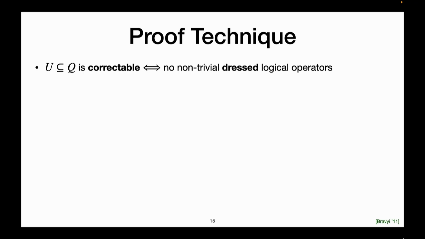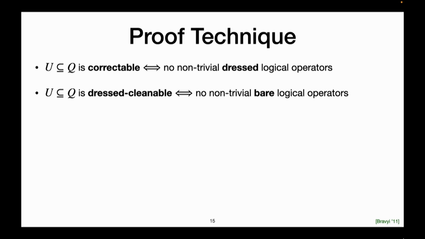We should remember that subsystem codes also have another type of logical operator, the bare logical operators that act trivially on the gauge qubits. So we have some form of correctability, or some labeling, for the analogous situation where we don't support any bare logical operators. We say that a subset U is dressed cleanable if it does not support any non-trivial bare logical operators. And again, this is a strictly weaker form of correctability, because a subset that is correctable supports no dressed logical operators, which means it supports no bare logical operators, which means it's dressed cleanable.